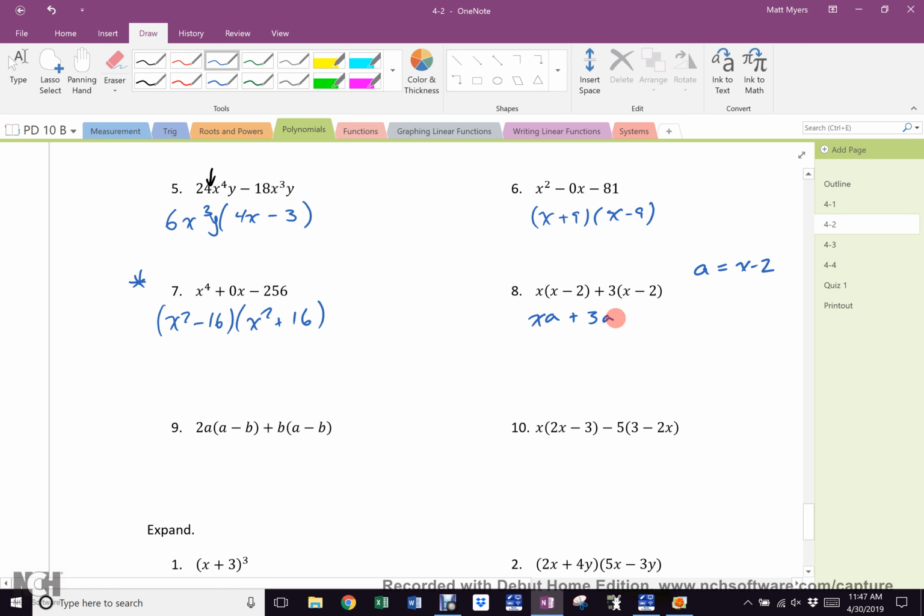Now, does it not become quite obvious that A is in both of them? So A can move to the front, leaving me with x plus 3. But there is no A in that equation. A is x minus 2. So what would I write here now? X minus 2. X plus 3.